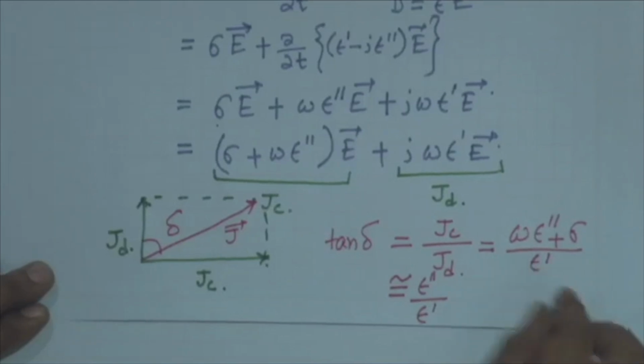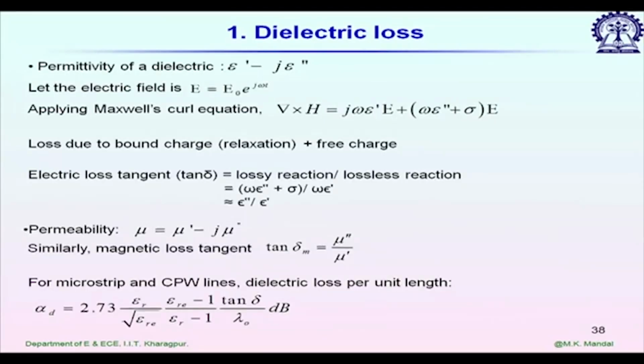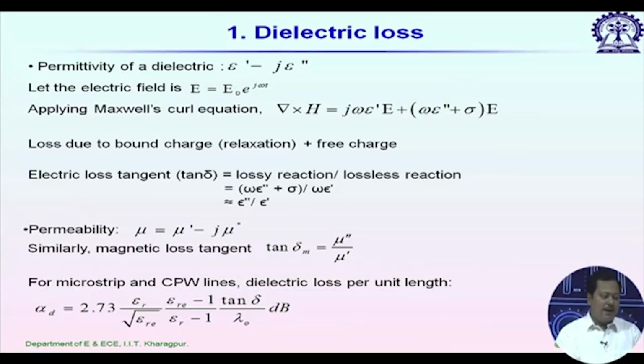Now, let us go back to our slide. So, in general, the electric loss tangent, tan delta, is defined as the lossy reaction divided by the lossless reaction, which we see is equal to (omega epsilon double dash plus sigma) divided by omega epsilon dash. If I plot loss tangent versus frequency, what do you think, will it increase or decrease? Above we have sigma plus omega epsilon double dash.